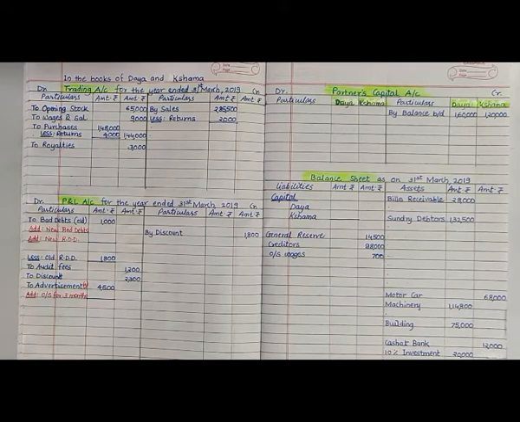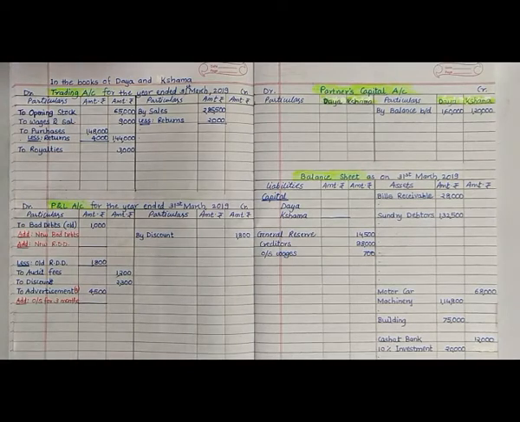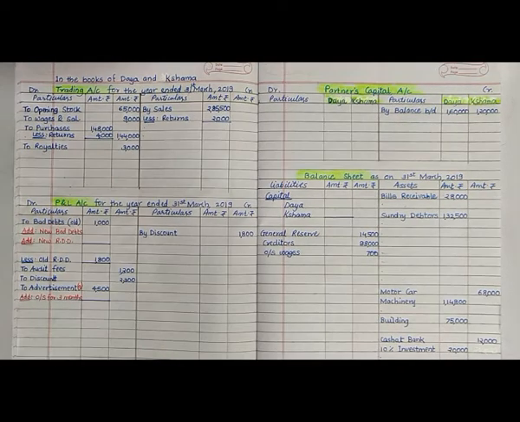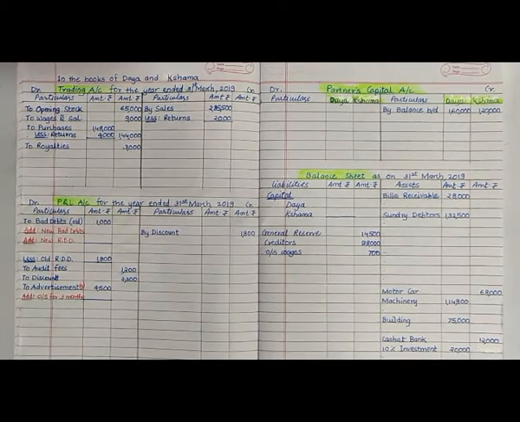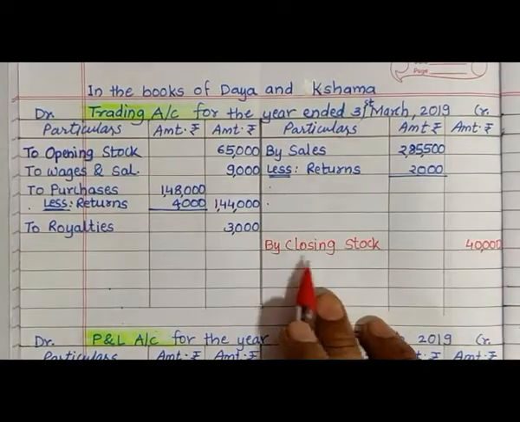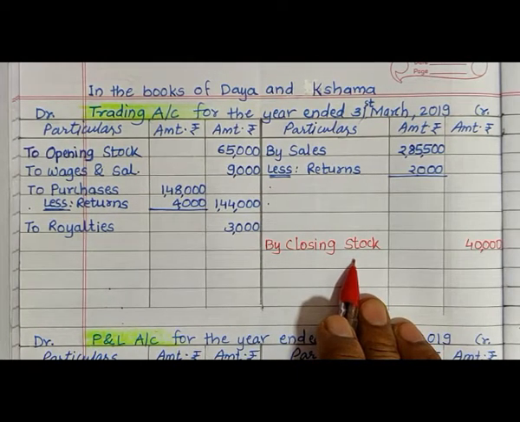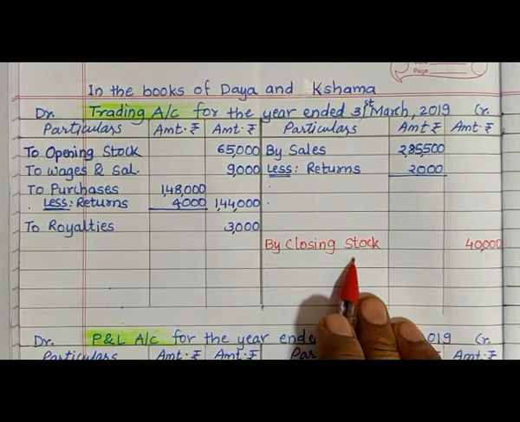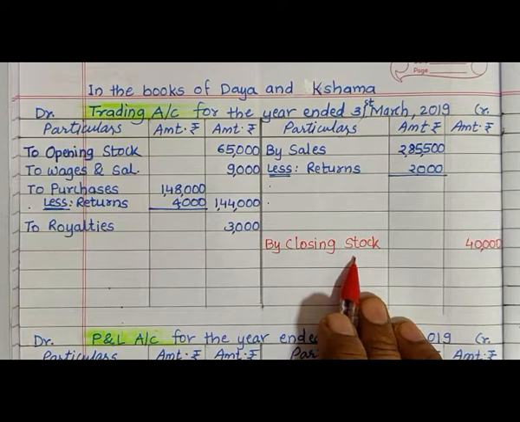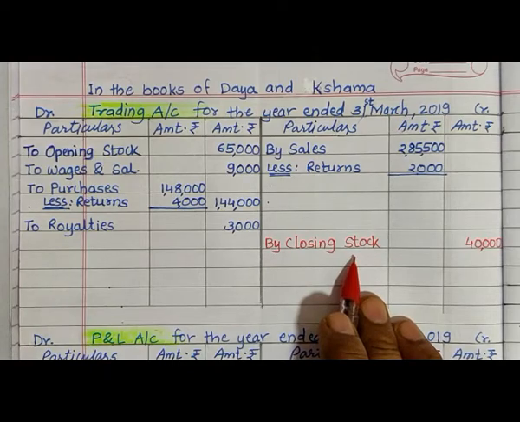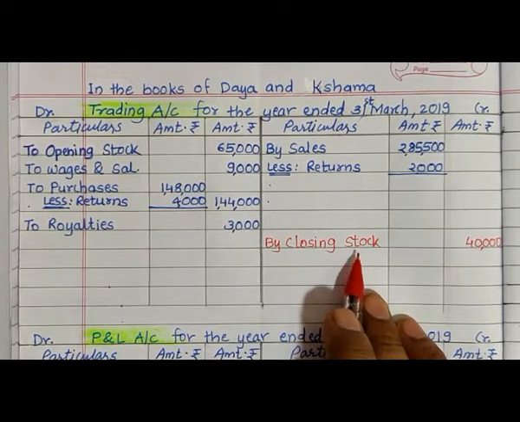Let us now begin with the adjustments. The first adjustment in this question is closing stock. Closing stock valued rupees 40,000. And the first effect is trading account credit side by closing stock. Here I am using a different ink pen so as to highlight the adjustment part. In this question, I will be recording all the adjustment parts in colored ink, which is not allowed in exams. So you should not use colored ink pen in exams.